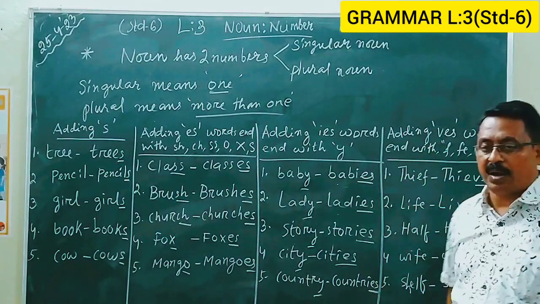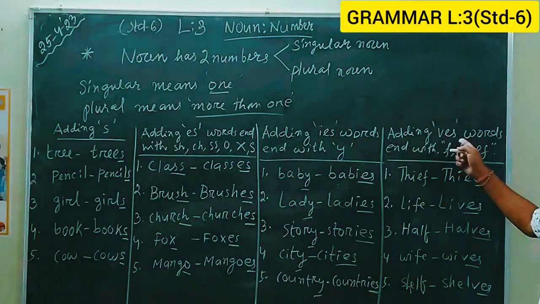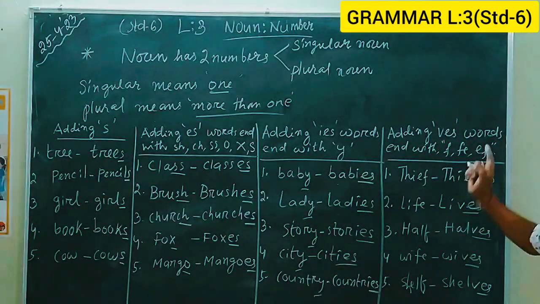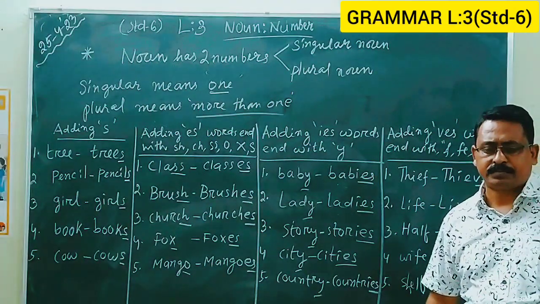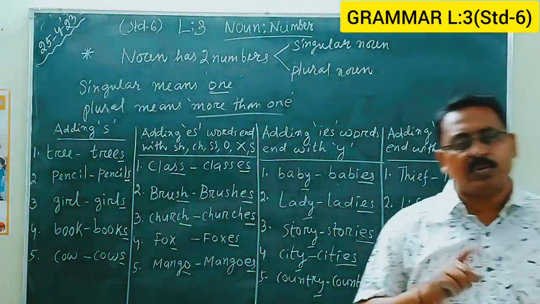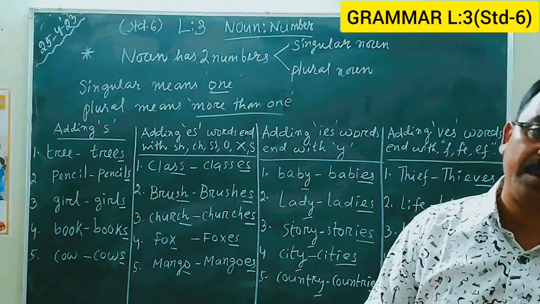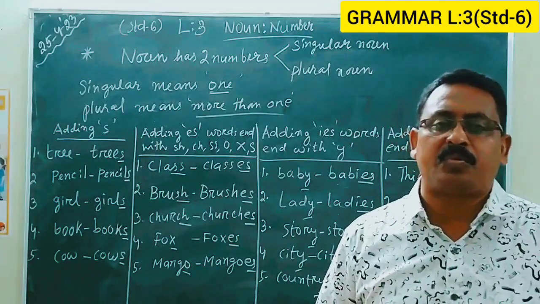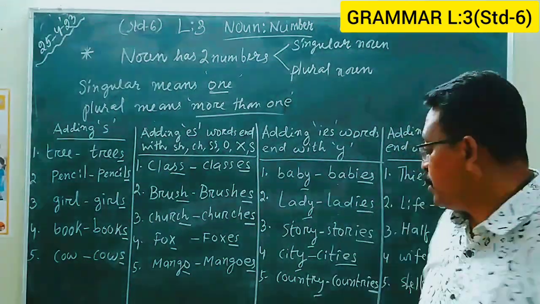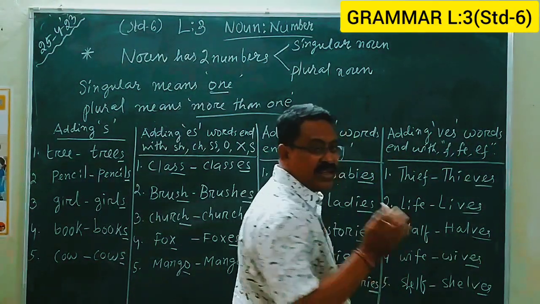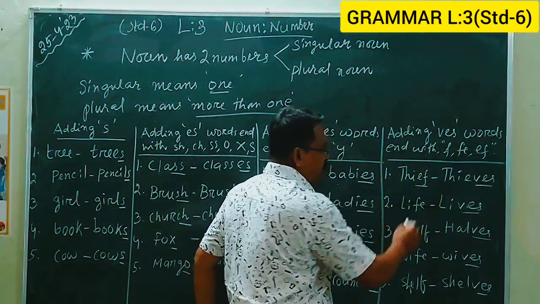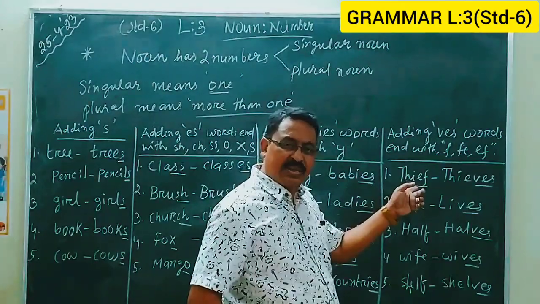Now comes the fourth one: changing words that end with F, F-E or E-F. If the word is ending with F, F-E or E-F, in its plural we have to add V-E-S. You can see here T-H-I-E-F, thief. The word is ending with E-F.